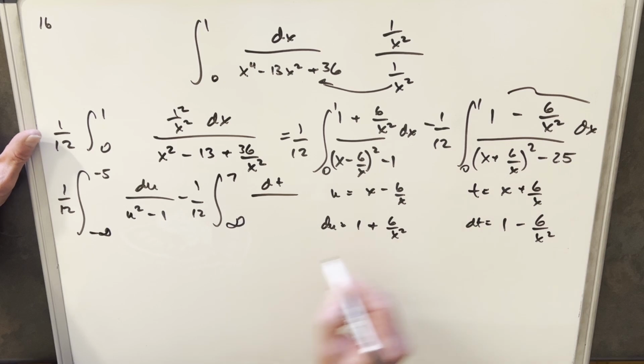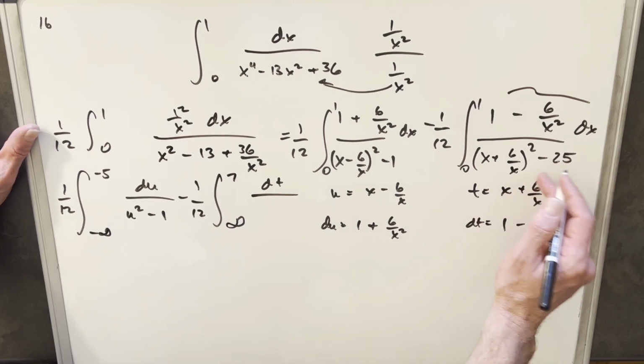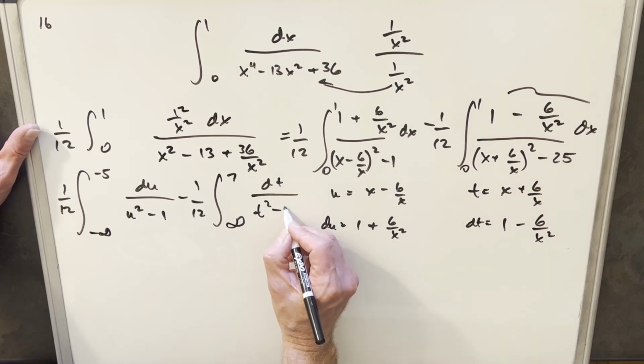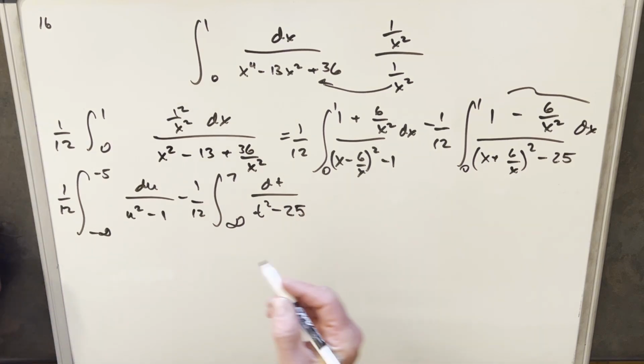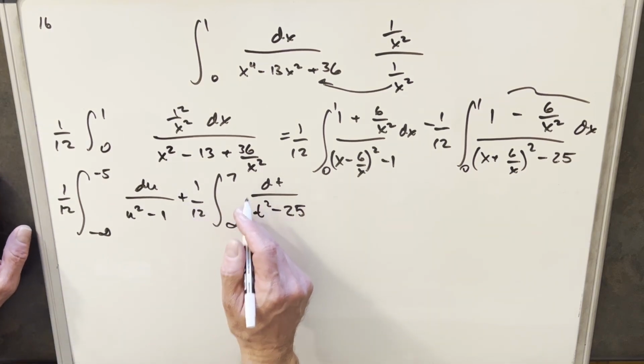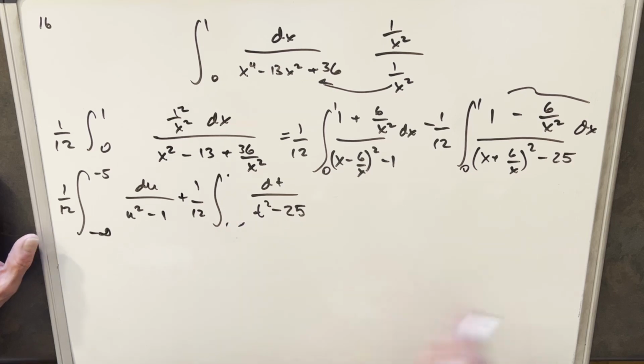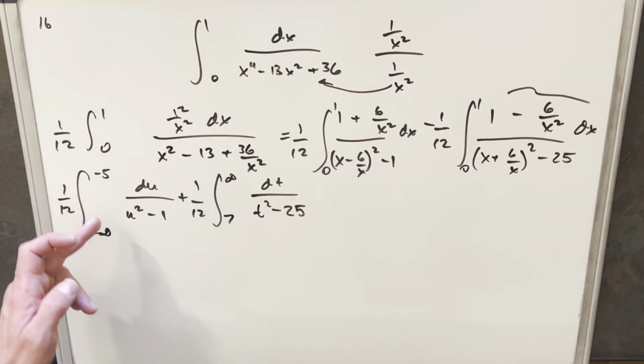This whole thing here is just dt, so we'll have that in the numerator. And then in the denominator, we're going to have t squared minus 25. And one thing I'm going to do before we continue, I'll change the sign here just in order to flip my bound. So we'll swap these. And now the good thing here is we get two pretty easy integrals.